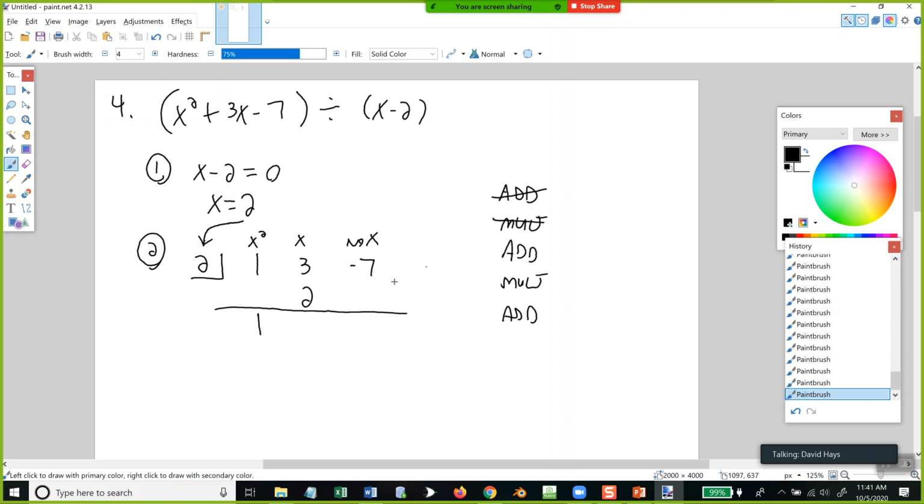And then we want to add. 3 plus 2 is 5. And then you want to multiply. You always multiply the number in the box by the number we just put down here. 2 times 5 is 10. And then we want to add. -7 plus 10 is 3. How do you know when you're done? When there's no more columns.